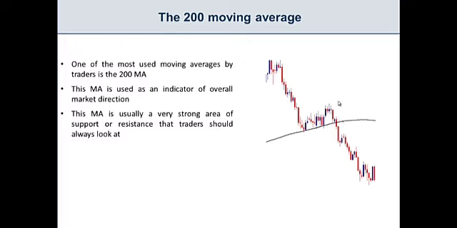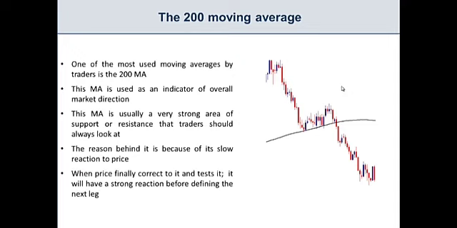And in this case, you can see that we have a great risk to reward entry when we break below these lows and below the 200 period moving average. The reason this moving average is so important is because of its slow reaction to price. When price finally corrects to it and tests it, it will have a strong reaction before defining the next leg of the move. And in this case, the next leg was a down wave.